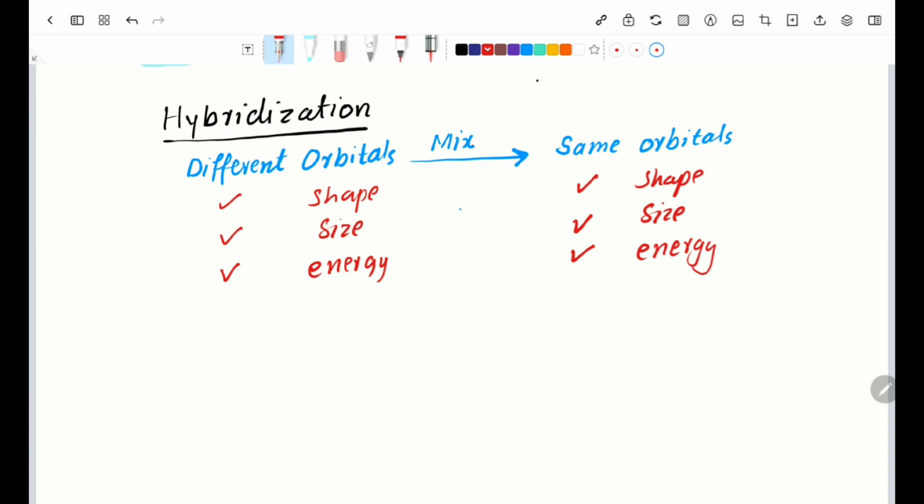Now, the types of hybridization are many, in which s orbitals, p orbitals, and d orbitals can mix together. But in organic compounds, as carbon is the basic constituent of organic compounds, carbon undergoes s and p mode of hybridization. It means that in carbon, only s orbitals and p orbitals can mix together to form same orbitals known as hybrid orbitals.